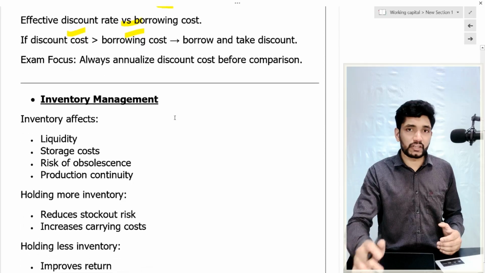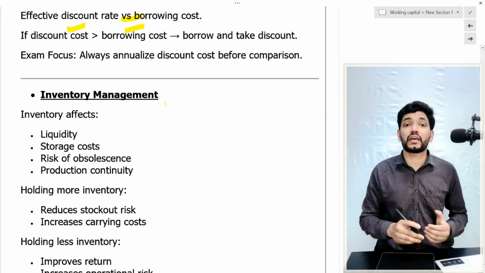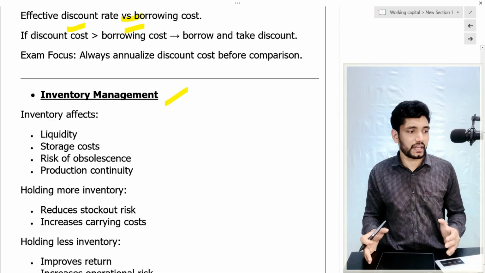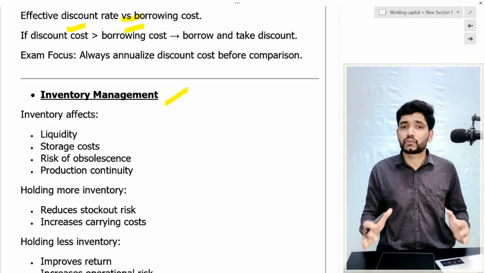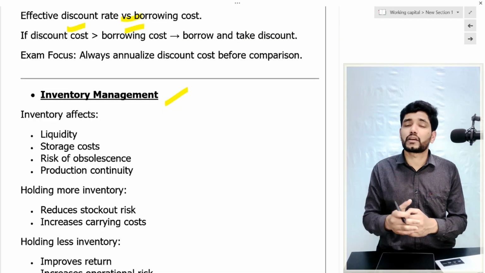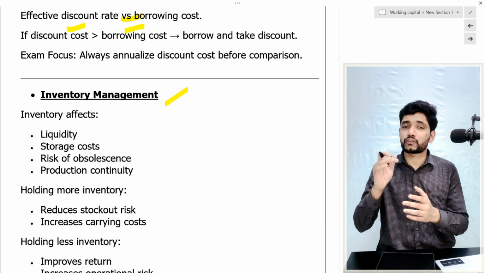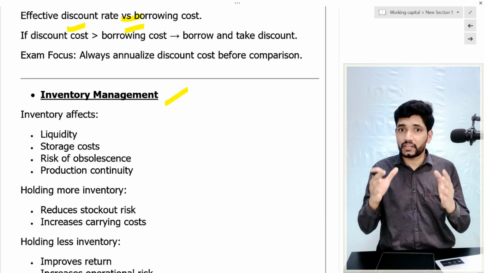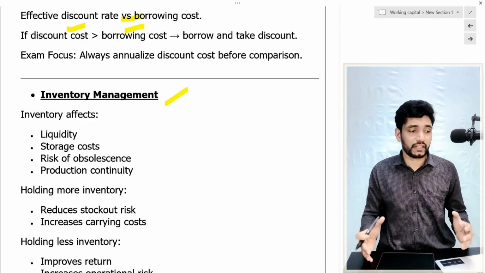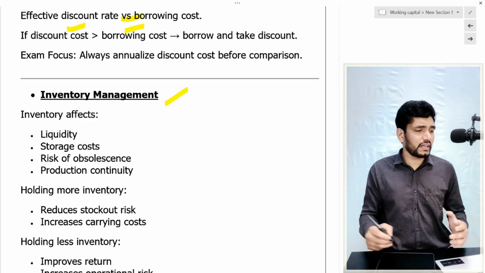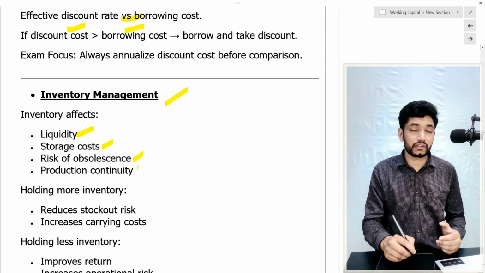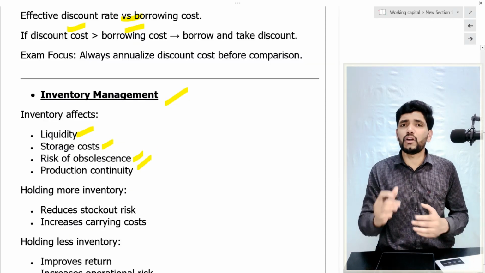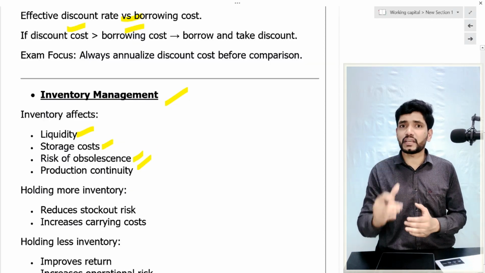So let's move into inventory management. Inventory is a crucial area in working capital management. The proper management of inventory is very important for business success and growth, and to manage liquidity and customer expectations. The inventory affects a lot of things: first liquidity, storage costs, risk of obsolescence, production continuity, and supply continuity. All these things are affected by the inventory.